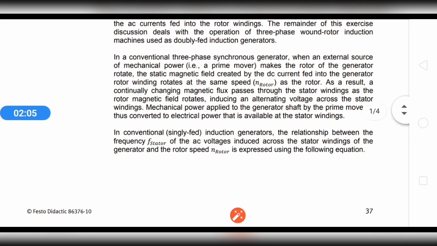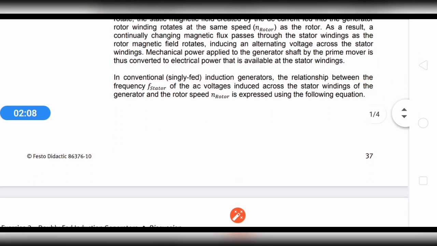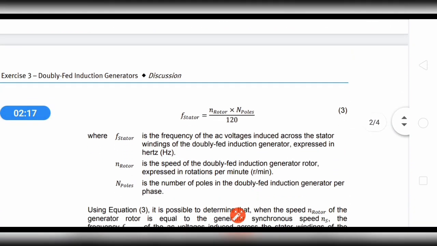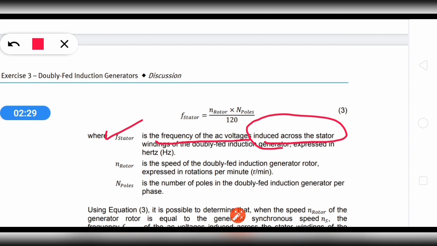As I discussed in this lecture, the singly fed induction generator has the problem of variable frequency. So let us see how the expression comes out. This is the expression for the output frequency at the stator, the frequency of the AC voltage induced across the stator. We know that the output voltage is feeding the AC network, but how this output frequency varies depends on this equation.